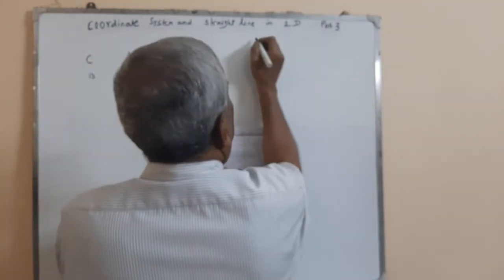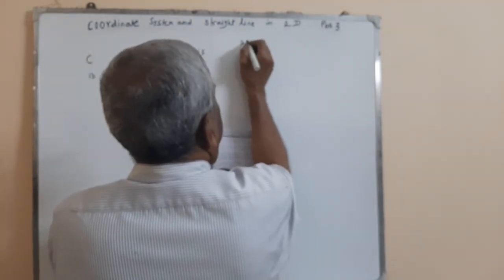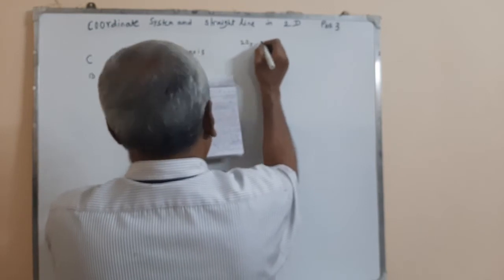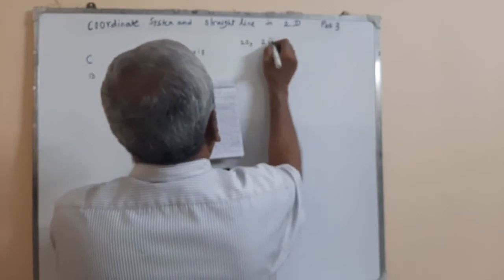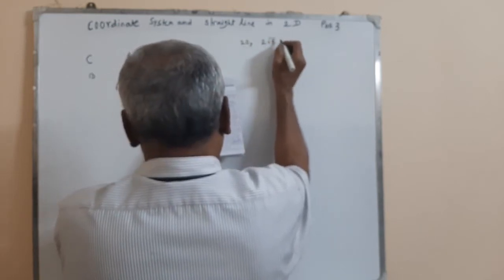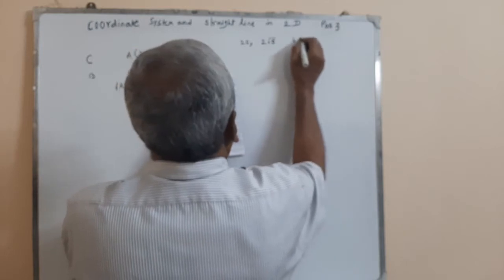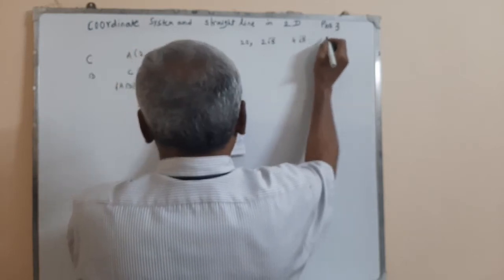options: 20 units, 2 root 5, 4 root 5 and 4.